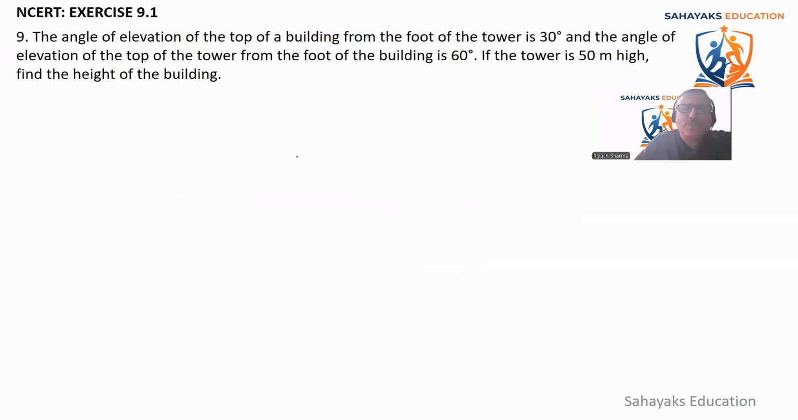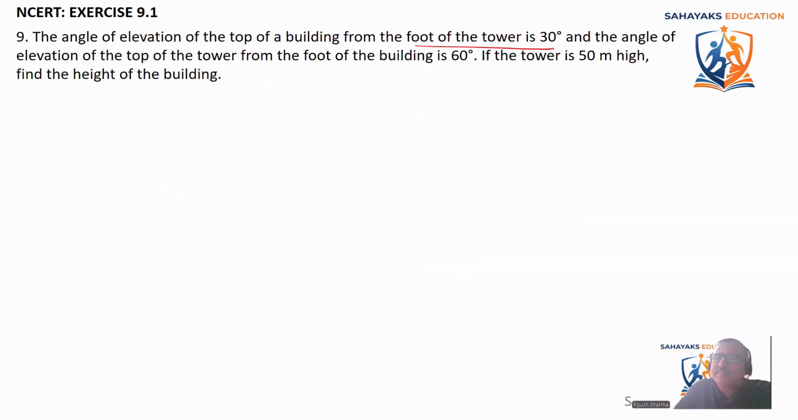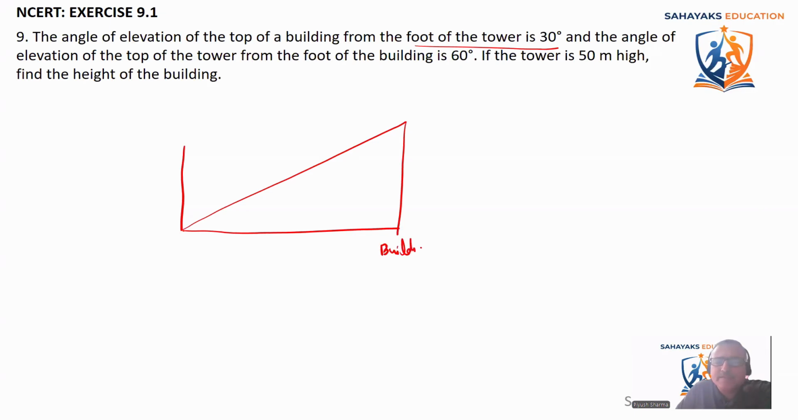The angle of elevation of the top of a building from the foot of a tower is 30 degrees. So there is a tower and there's a building. I don't know which one is big. So I'll just take this as 30 degrees here. This side is the building, and this is the tower. So the angle of elevation of the top of the building from the foot of the tower comes out to be 30 degrees.